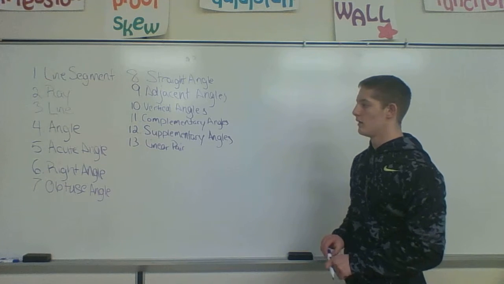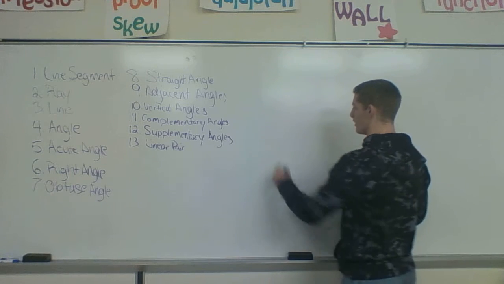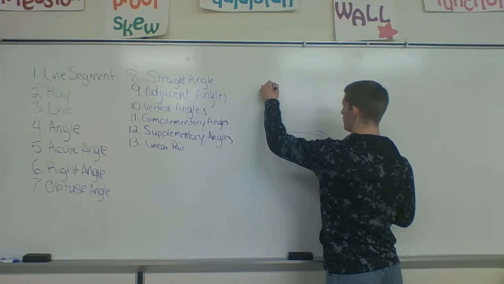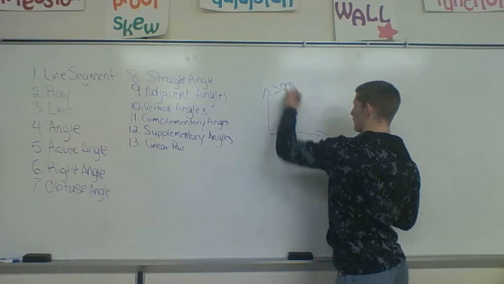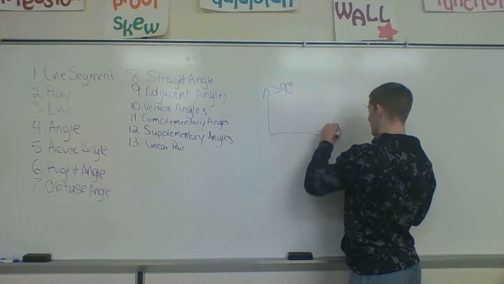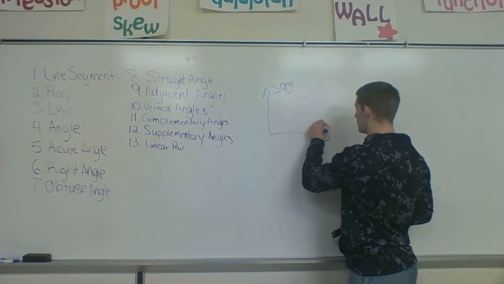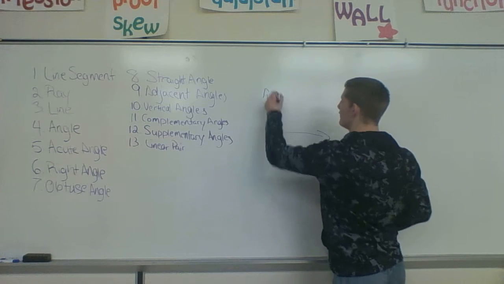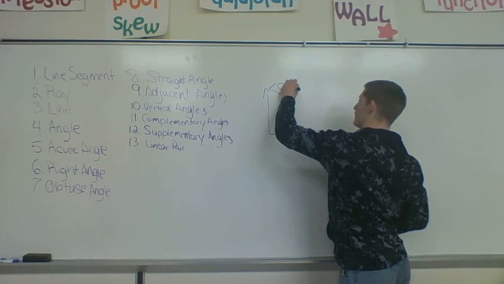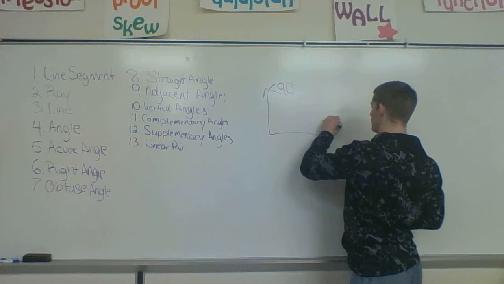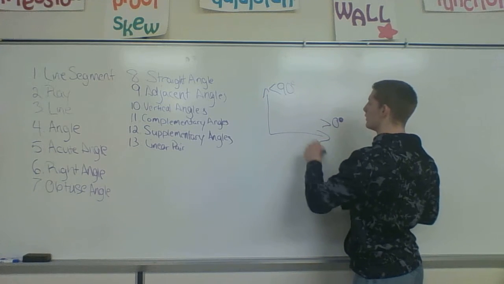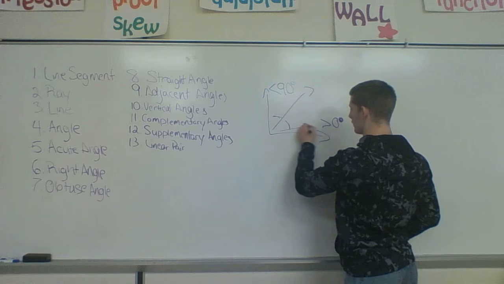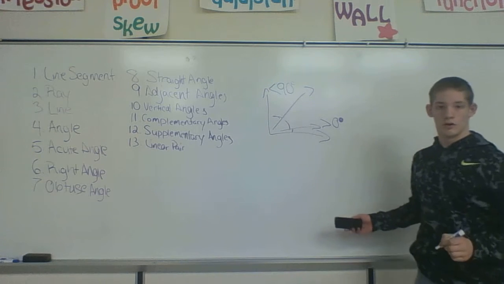Next, we have the acute angle. This is any angle that is less than 90 degrees and more than 0 degrees. So it can be anywhere between here, here, here. Those are all acute angles.